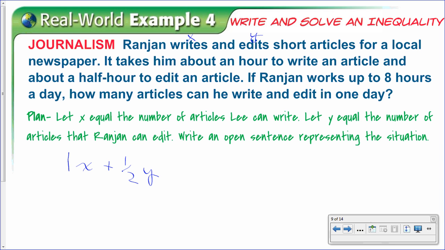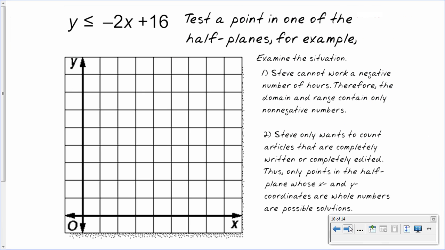If he works up to 8, so less than or equal to 8. Yeah, can I go over 8? Okay, so the left side is going to be less than or equal to. So we need to know how many articles he can write and edit in one day's worth of work. Okay, and remember, he's only working 8 hours, an 8-hour work day. He's not going to work any longer than that.